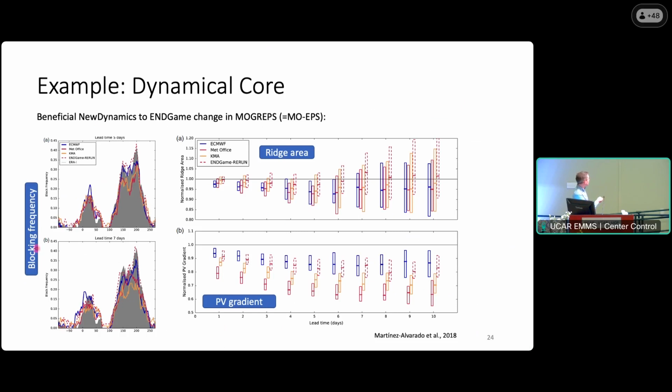So it shows the blocking index, but it also shows other dynamically relevant quantities like the ridge area defined here, which is maintained for longer. It tended to have a negative bias in the earlier generation of model. And also another metric that can be used is the PV gradient at the tropopause, which again gets improved by this change.